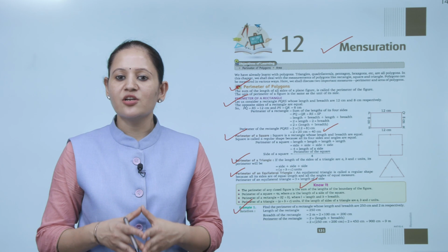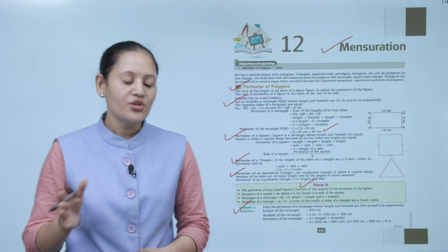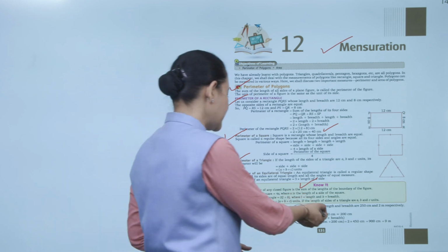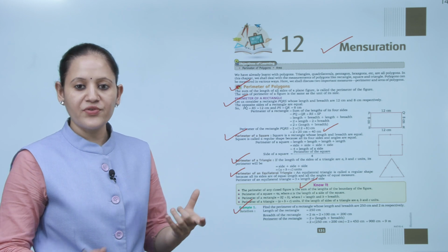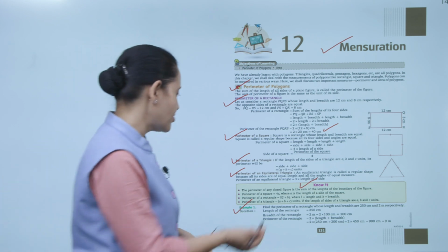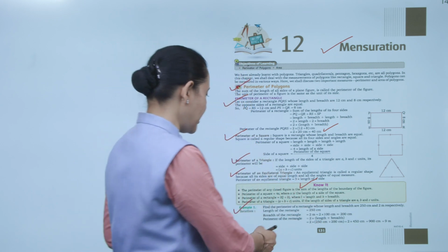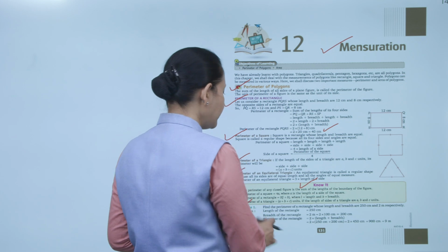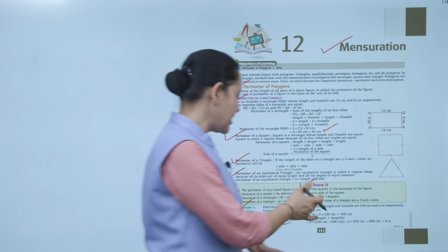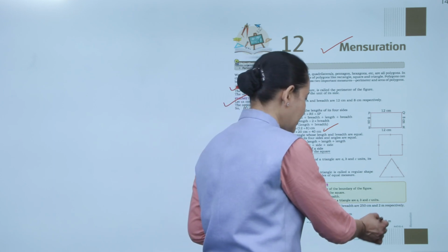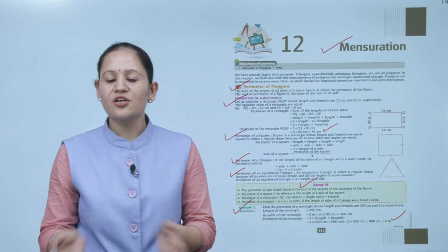Find the perimeter of a rectangle whose length and breadth are 250 cm and 2 meter respectively. So here length is given, that is 250 cm and breadth is given, that is 2 meters. So first we'll convert into centimeters. So 2 into 100, that is 200 centimeter. Both units should be same. Now perimeter of rectangle 2 into (length plus breadth). So 2 into (250 plus 200), that is 2 into 450, that is 900 centimeter, or we can say 9 meter. That is the perimeter of given rectangle.